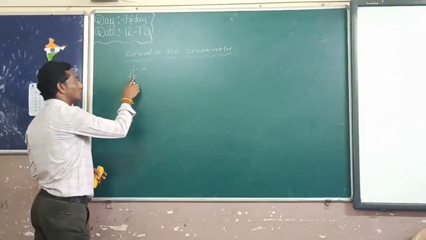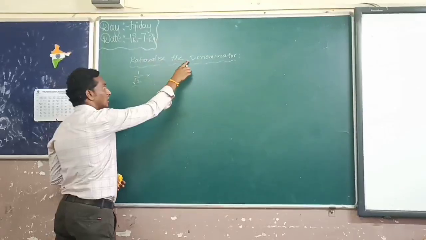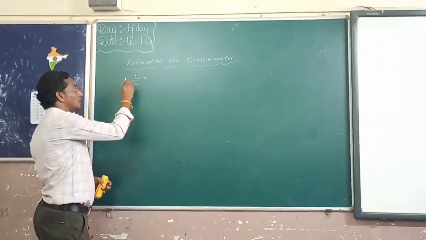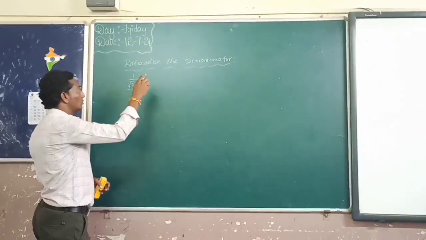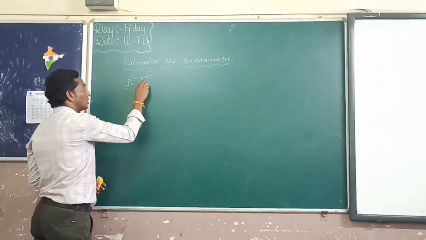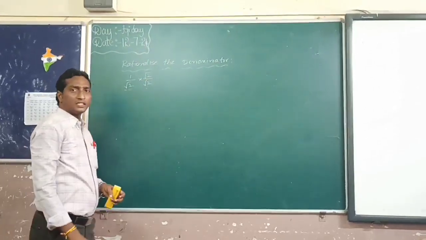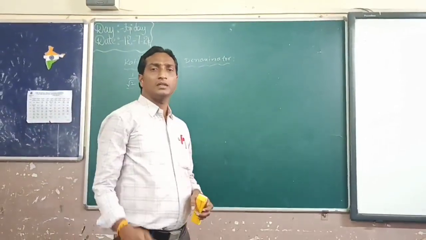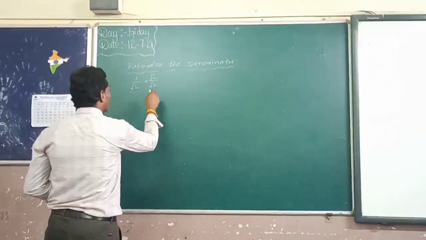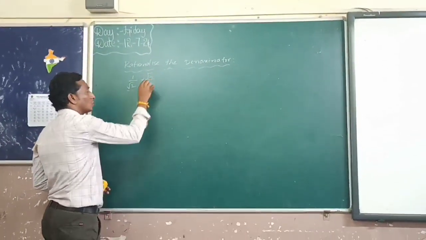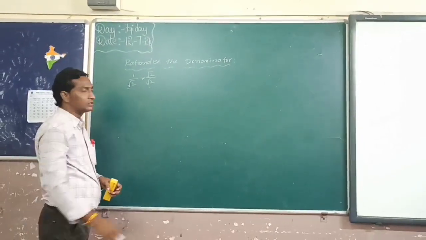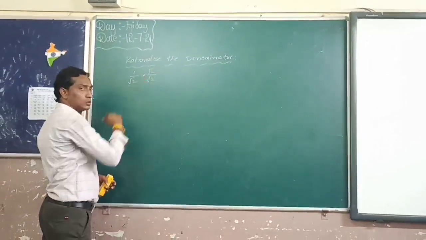Now here the denominator is root 2. Rationalize the denominator. So how to represent irrational as rational? Now take the same number, root 2 by root 2, the same number in numerator and denominator. If you take numerator by denominator root 2 by root 2, the value is 1. Okay, that means the total value is not changed. So that's why we take root 2 by root 2.